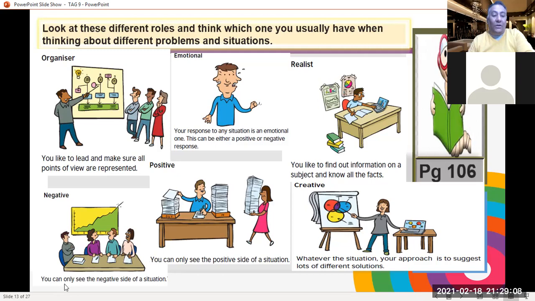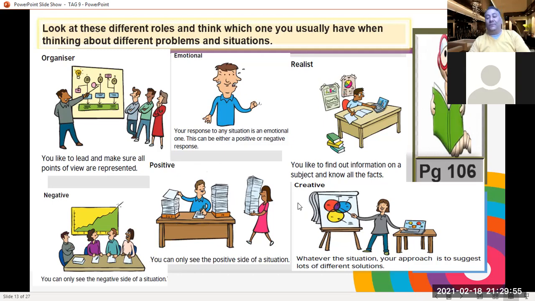The negative one can only see the negative side of a situation. And the positive one is the antonym. You can only see the positive side of a situation. As you see in the pic here, I think this is an employee who has a very big amount of documents to be handled, and he's still happy. I think this is his daily routine.